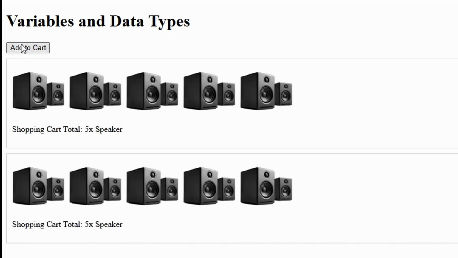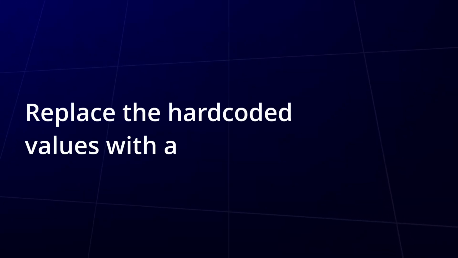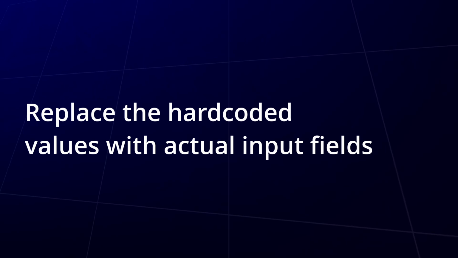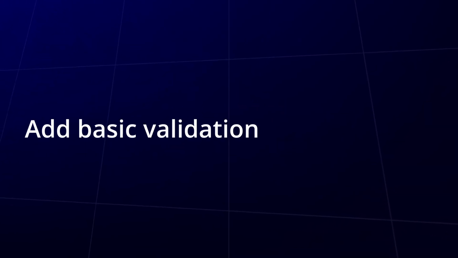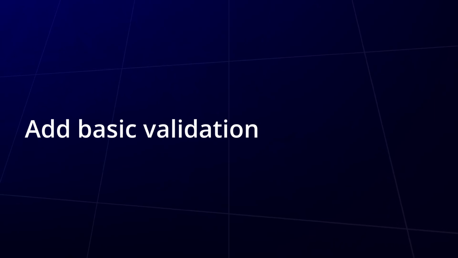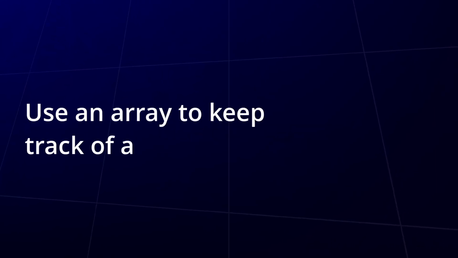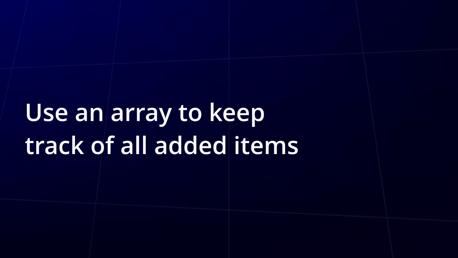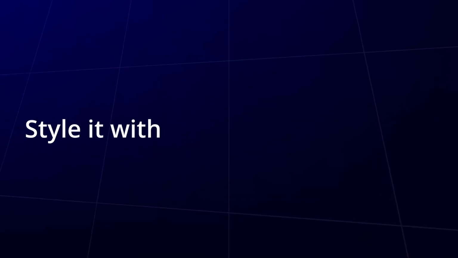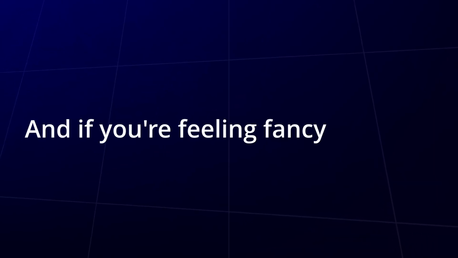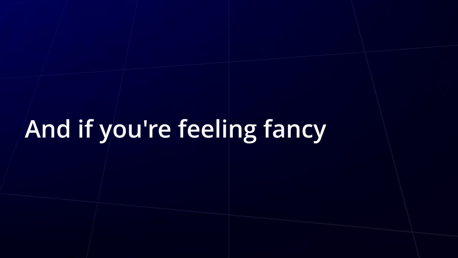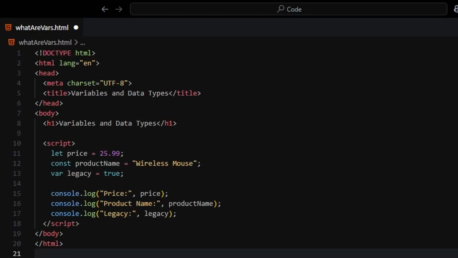Want to take this further? Here are a few suggestions. Replace the hard-coded values with actual input fields so the user can enter image URLs and quantities. Add basic validation. What happens if someone enters 0 or a broken image link? Use an array to keep track of all added items. This opens the door to a real shopping cart. Style it with CSS to make the product cards look like real store components. And if you're feeling fancy, try calculating the total cart value as more items get added. Pick one improvement and try implementing it.